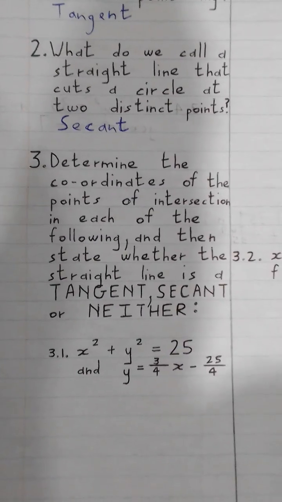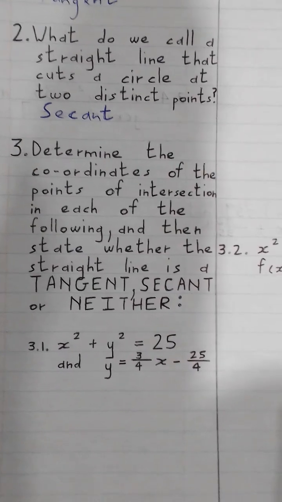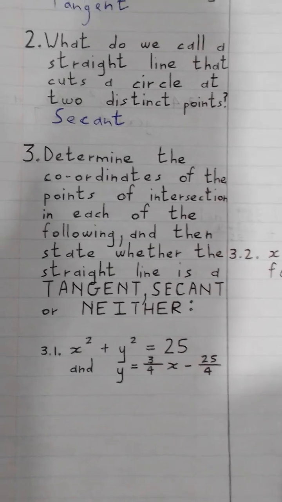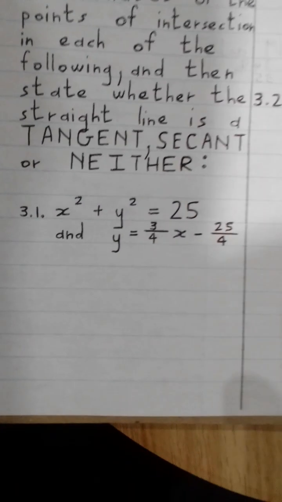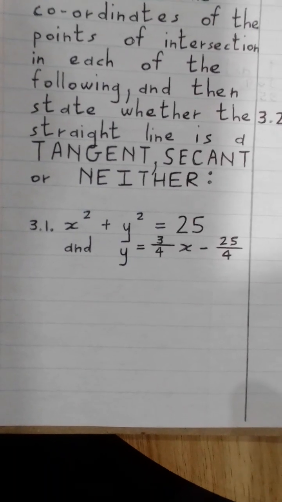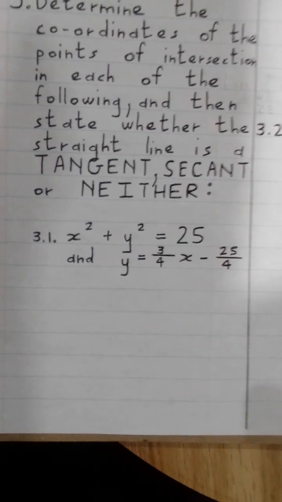Number 3 states, determine the coordinates of the points of intersection in each of the following, and then state whether the straight line is a tangent, secant, or neither. 3.1, x squared plus y squared is equal to 25, and y is equal to 3 over 4x minus 25 over 4.